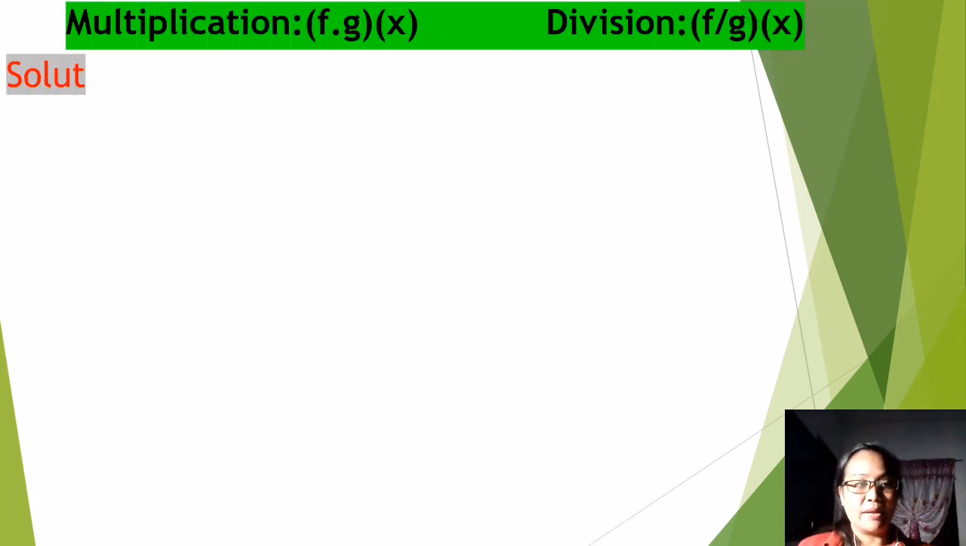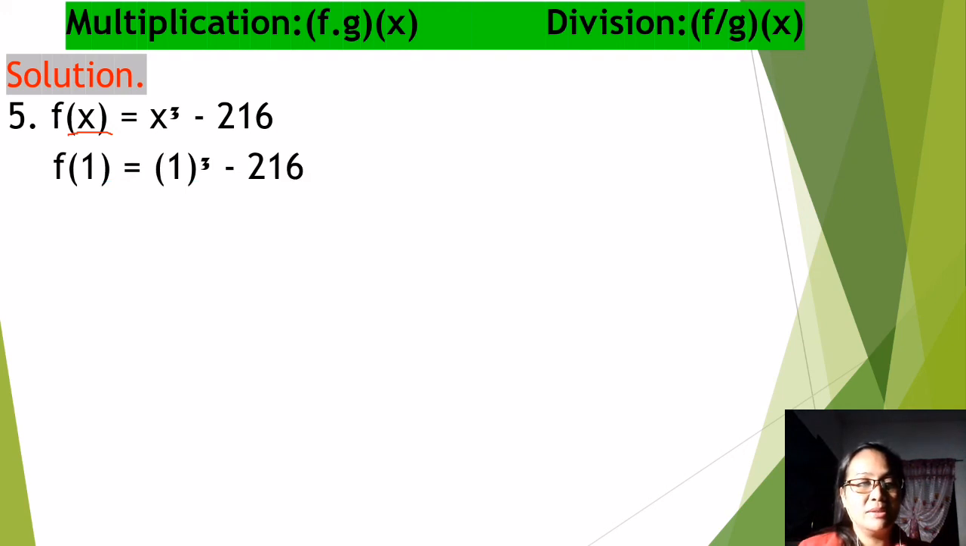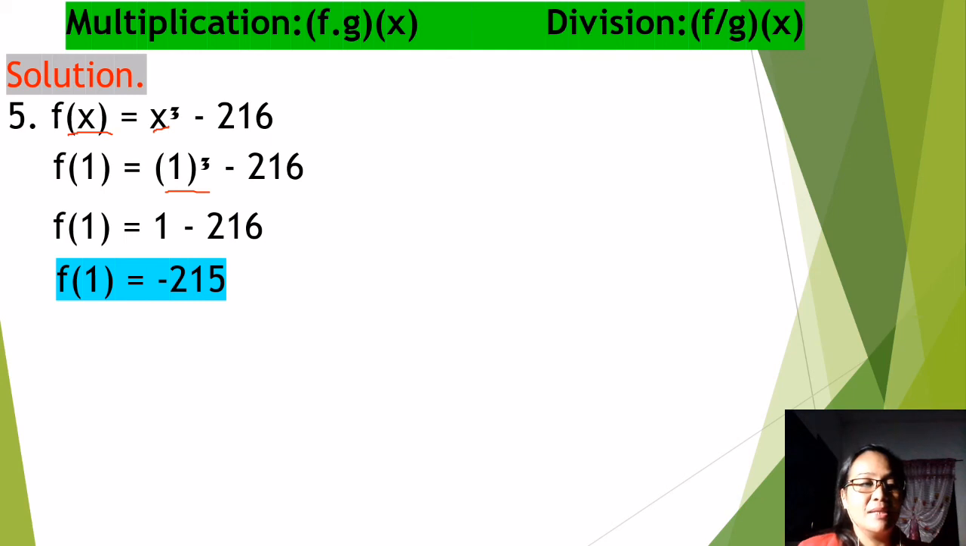Okay, for our next pair, we have number 5. F of x is equal to x cubed minus 216. So first, we're going to change the value of x with our input 1. So we have f of 1 is equal to, so change the value of x with our input 1. So we have now 1 here, and then copy the exponent 3 minus 216. Following the order of operation, we will perform first the exponents. So 1 times 1 times 1 or 1 cubed is equal to 1 minus 216. Subtracting bigger value from a lesser value, we will be having a negative sign. So 216 minus 1, we have 215, and the value is negative. So the f of x or f of 1 is equal to negative 215.